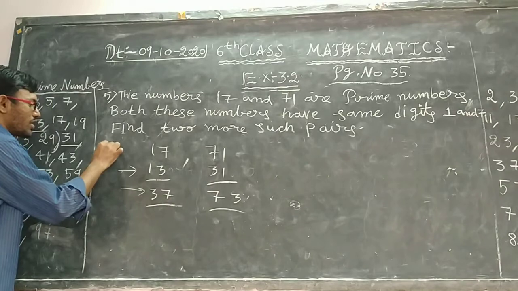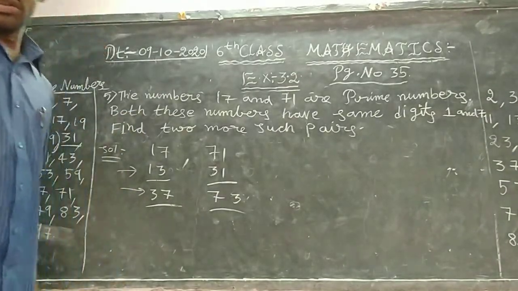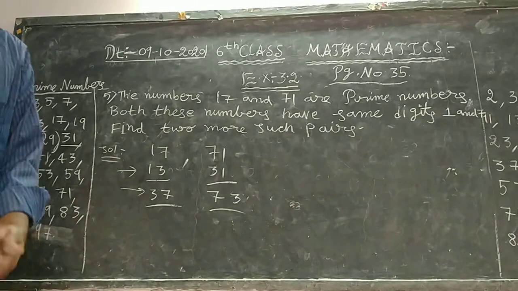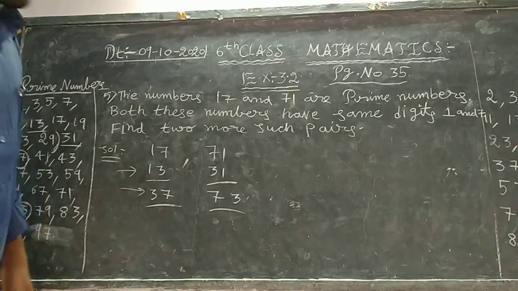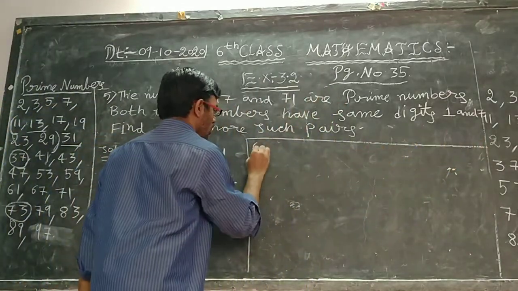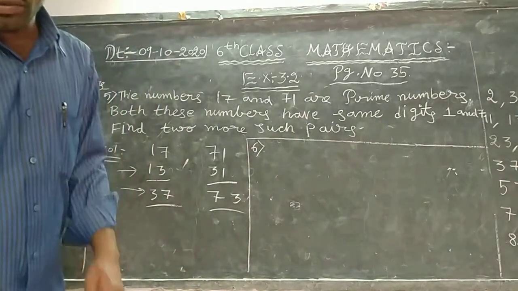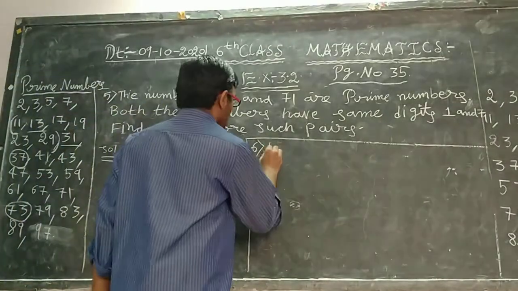So this is the solution, children. Like this you are supposed to do it. Okay, this is the problem. Next, coming to the next problem, the sixth one. What is the sixth one? Write 3 pairs of twin primes below 20.